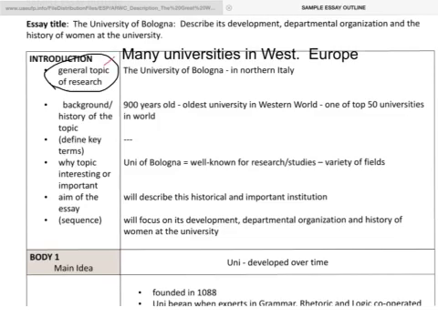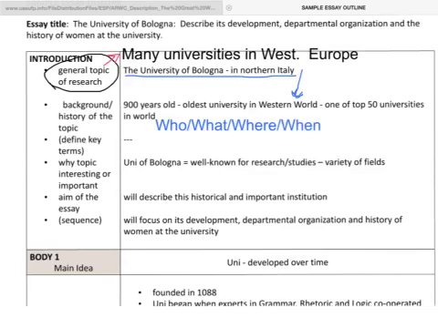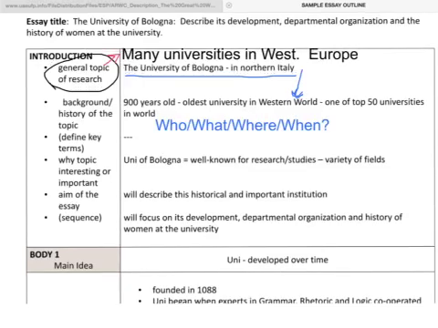There are many universities in Europe. What they have for the general topic of research. The University of Bologna is in northern Italy, actually belongs in the background. The background is where you answer very general questions about who or what you're talking about, where it is, and perhaps when you would see it. So when you're answering these general questions, that's the background.